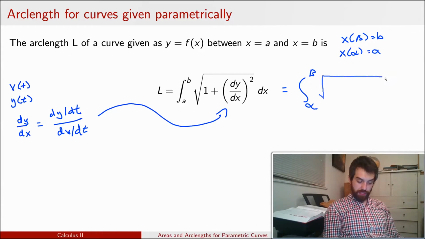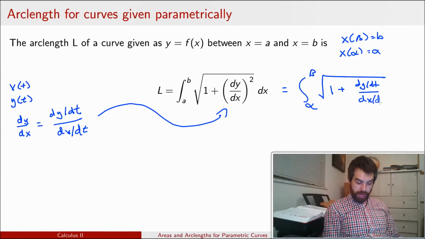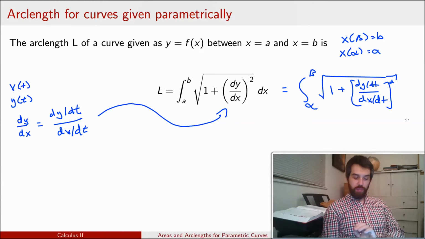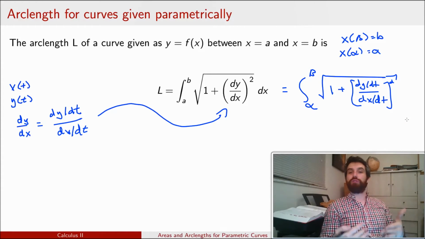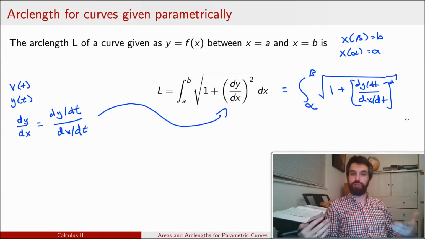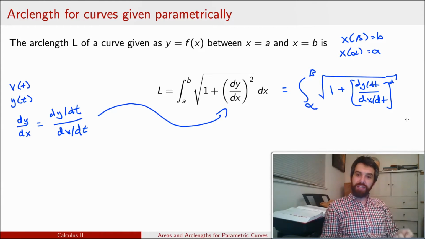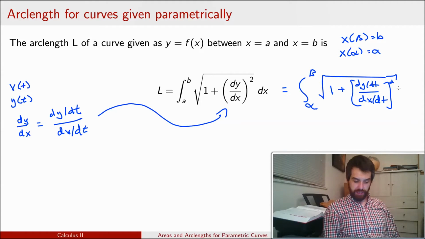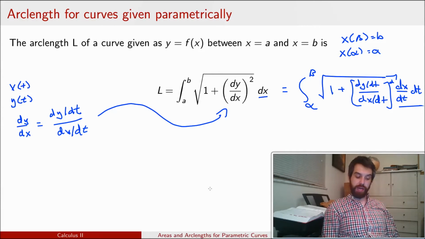So the square root stays the same, but I do have the dy/dt all divided by dx/dt, squared, all inside of the square root. Now, the last thing I have to change is the dx, because I'm trying to change from an integral with respect to x to an integral with respect to t. My substitution rule tells me that dx is going to go to dx/dt multiplied by dt. So I'm going to put on the outside a dx/dt multiplied by dt. That is the replacement of the little dx.